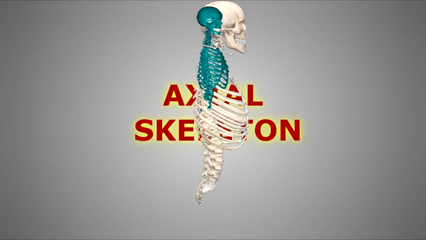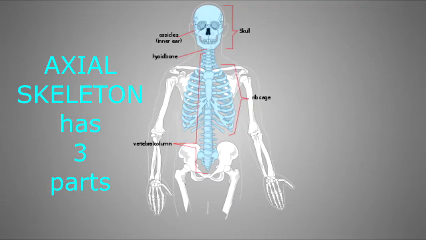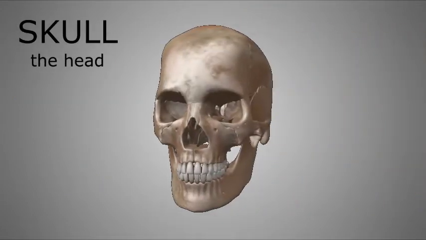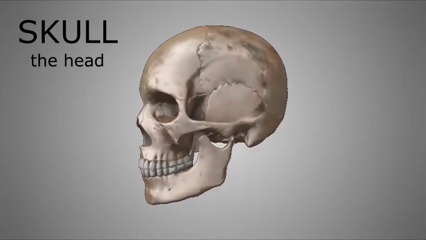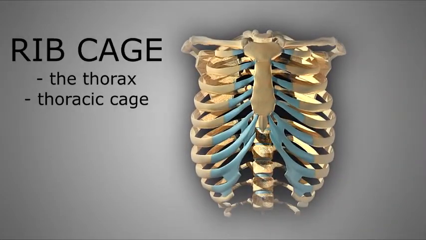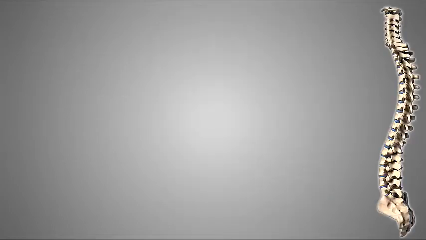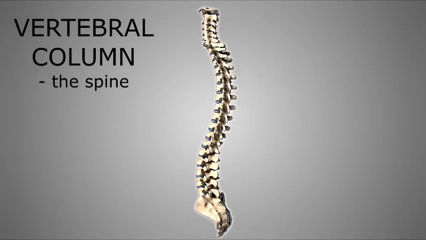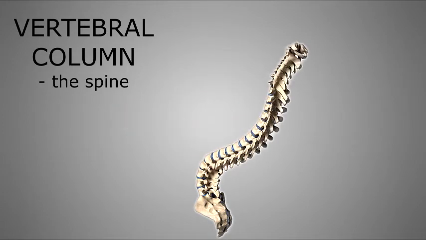Now let us see the axial skeleton in detail. The axial skeleton is divided in three parts. The skull, which is also called the head. The rib cage, which is also called thoracic cage or thorax. And the vertebral column, which is also called the spine or vertebrae.